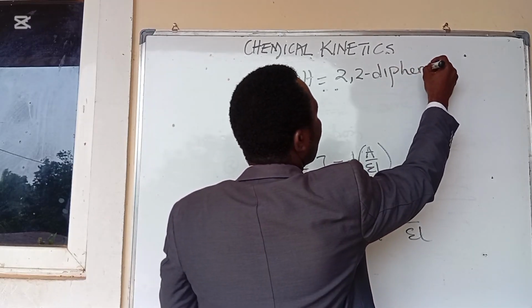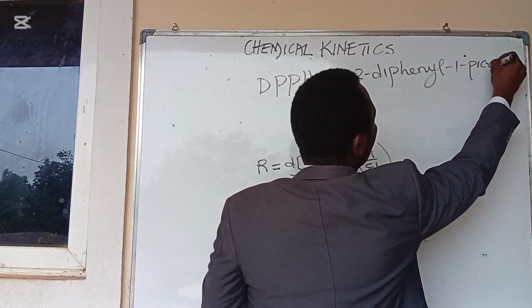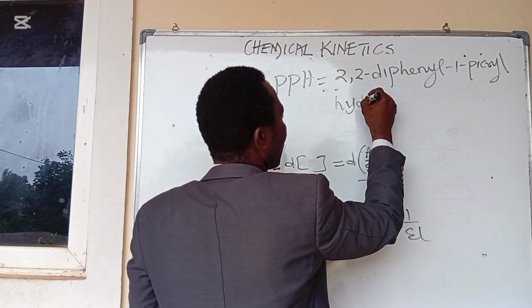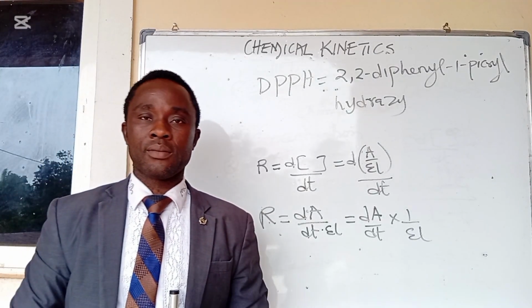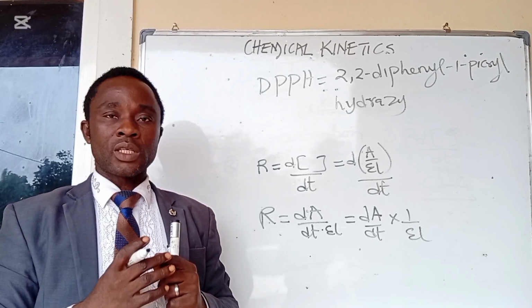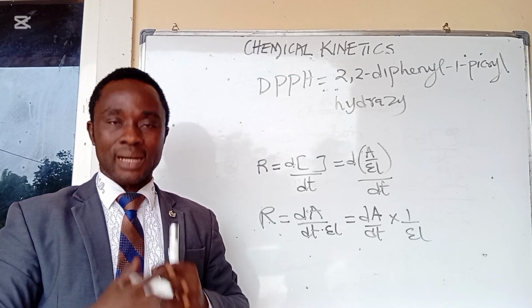2,2-diphenyl 1-picryl hydrazine. So that is a 2,2-diphenyl 1-picryl hydrazine. This compound is actually a blue stable free radical.